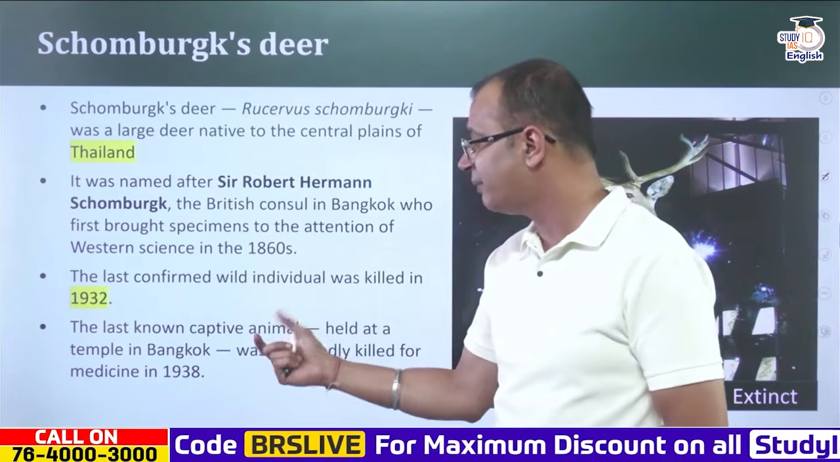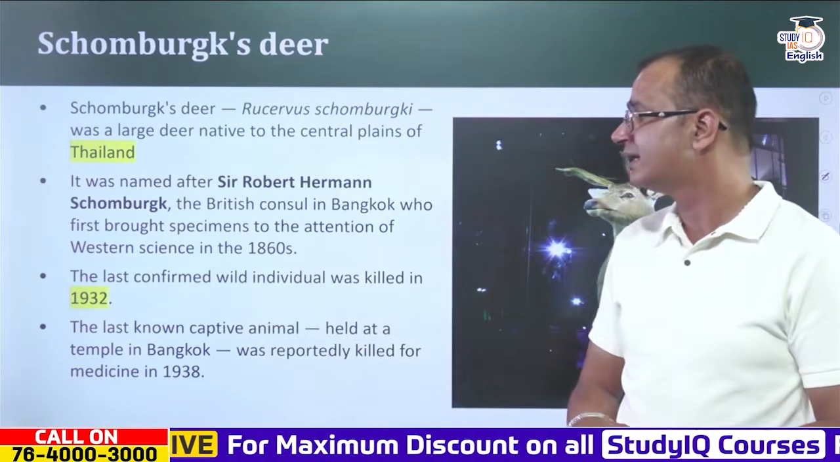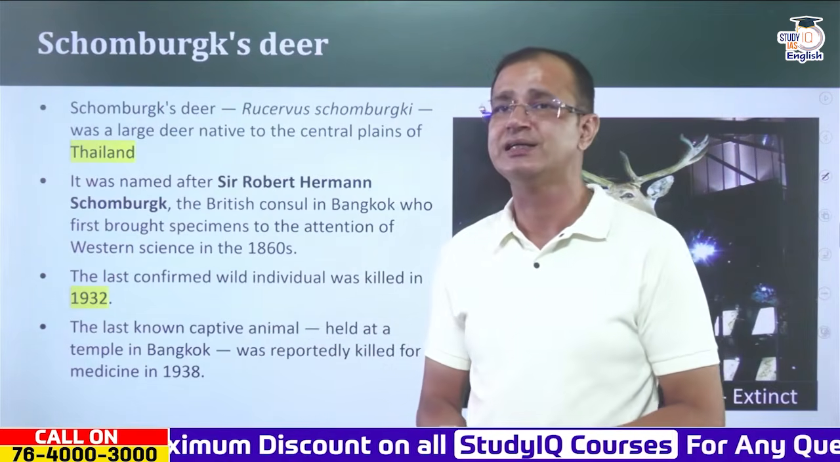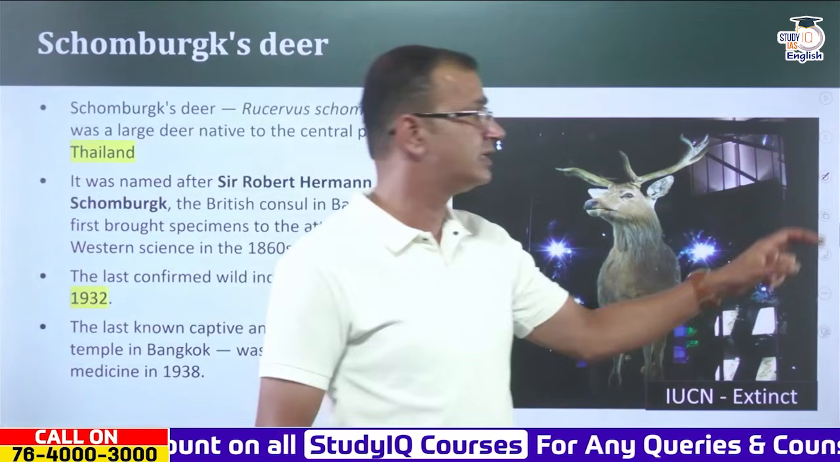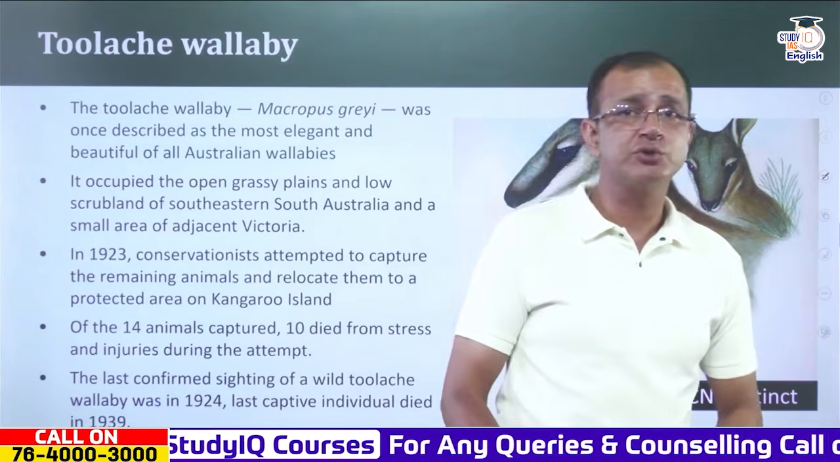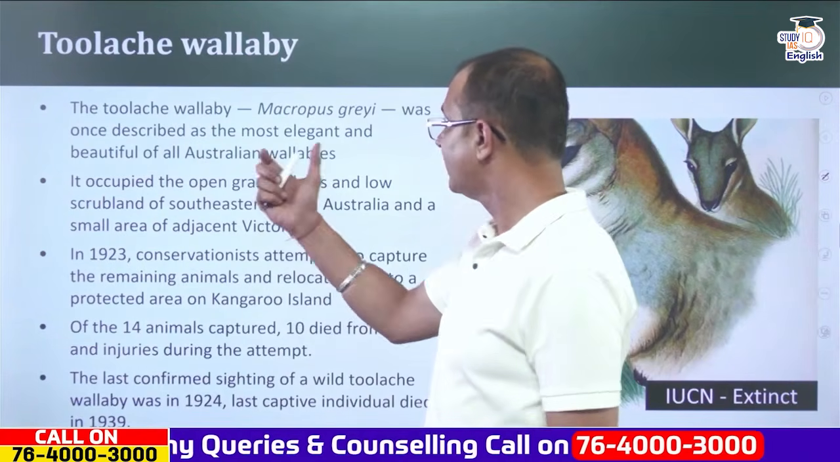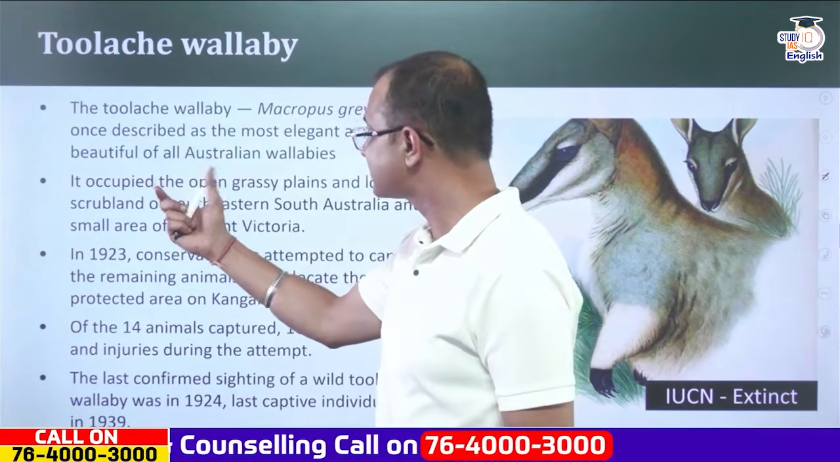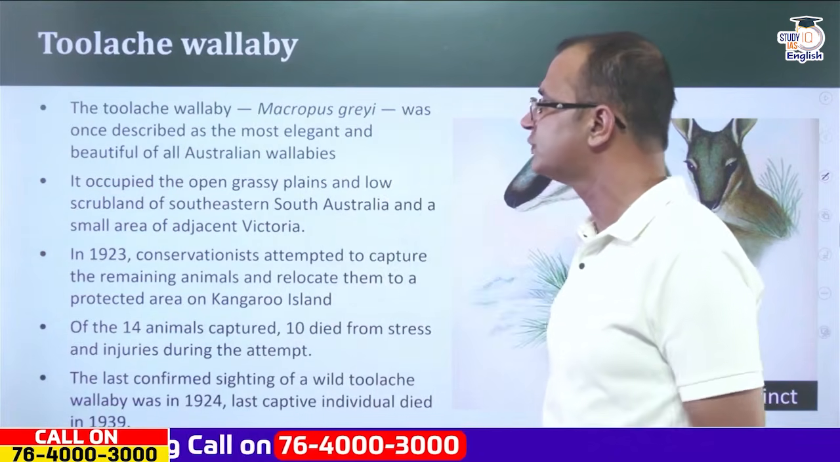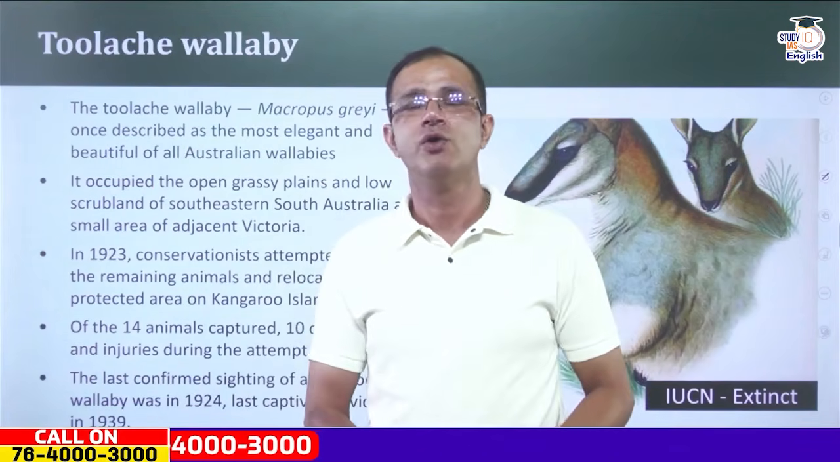It was held at the temple in Bangkok, and it was reportedly killed for medicine in 1938, and thereby we lost this deer as well. Now, when it comes to the other species, it is the toolache wallaby. The toolache wallaby was once described as the most elegant as well as beautiful of all the Australian wallabies that are there.